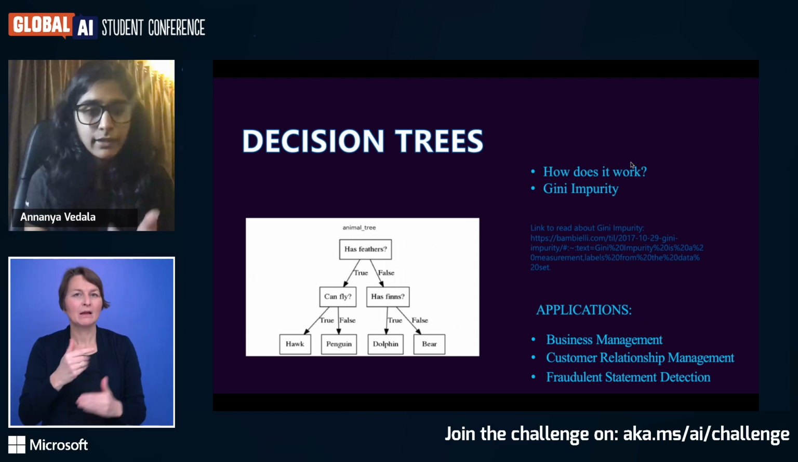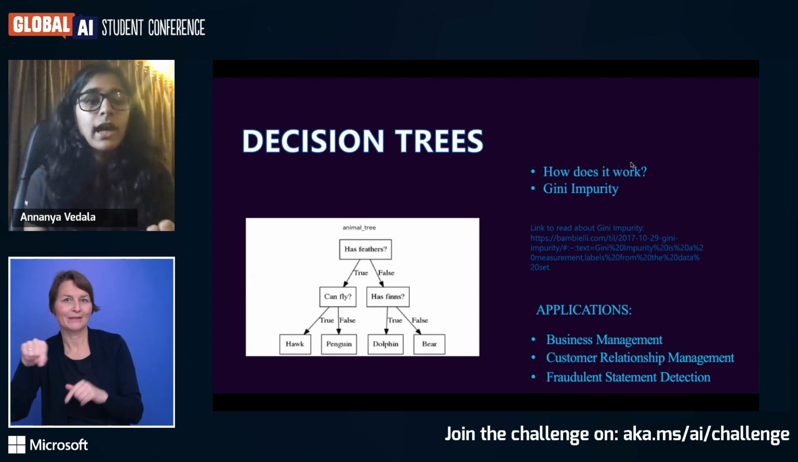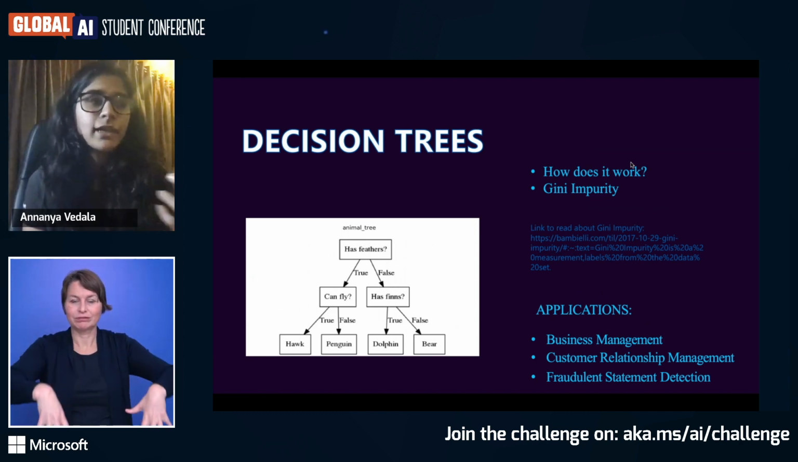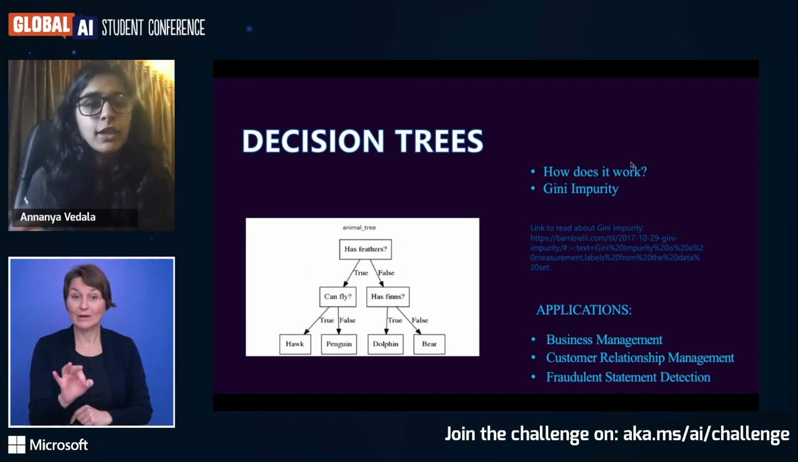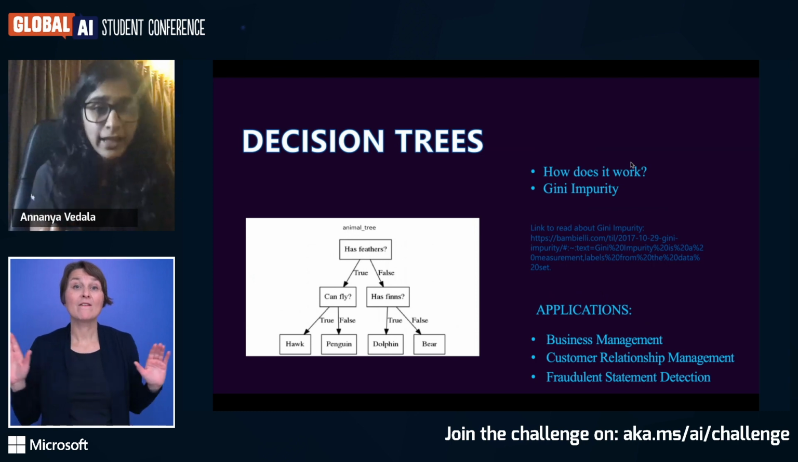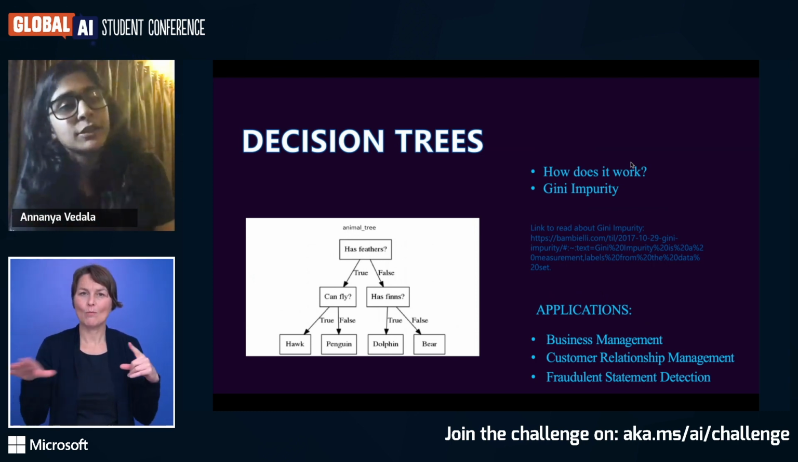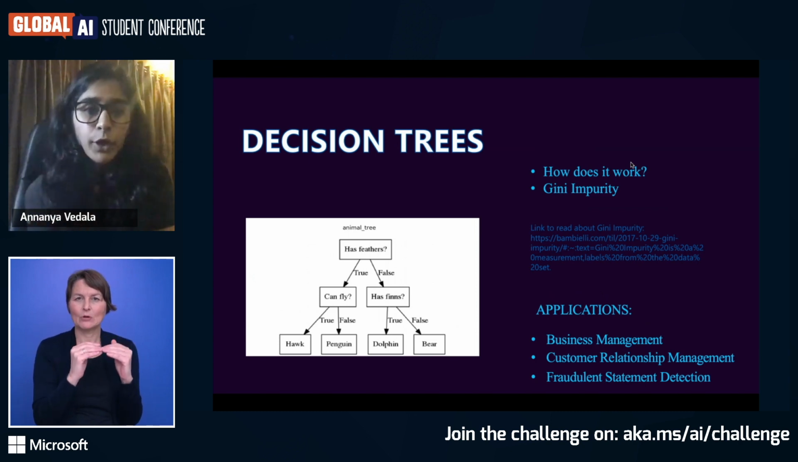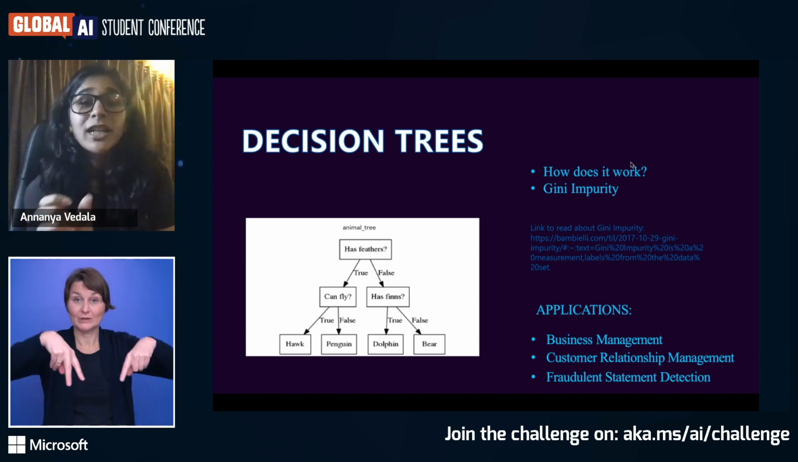Because when you look at the example that I've given here, the questions 'has fins' and 'can fly' are not the same. So you're providing different questions at different positions, and you're not really treating the whole data set as fair. So the whole idea behind decision trees, the whole challenge that comes with decision trees, is that at every point you have to make sure that your impurity is less.